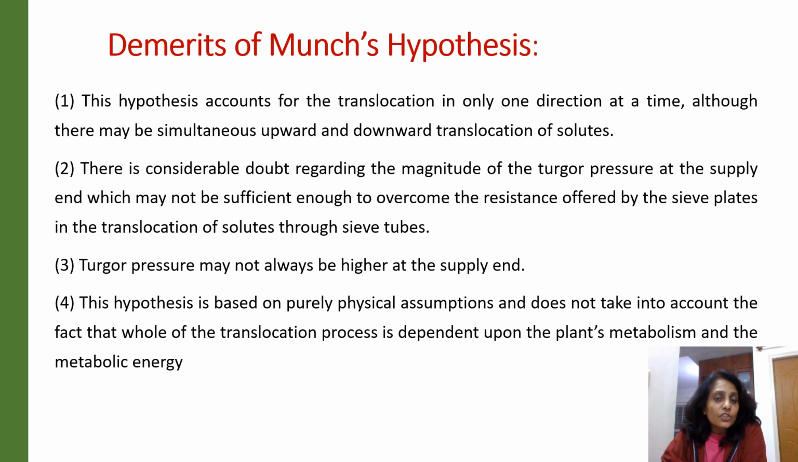Let us look at the demerits of Munch's hypothesis. This hypothesis accounts for the translocation in only one direction at a time. That means Munch's hypothesis only proved a unidirectional movement of solutes and not bidirectional as seen in plants. There is a considerable doubt regarding the magnitude of the turgor pressure at the supply end, which may not be sufficient enough to overcome the resistance offered by the sieve plates in the translocation of solutes through sieve tubes. The turgor pressure may not always be higher at the supply end.